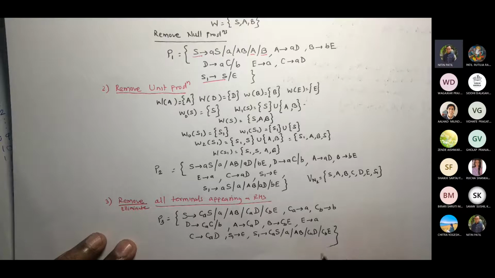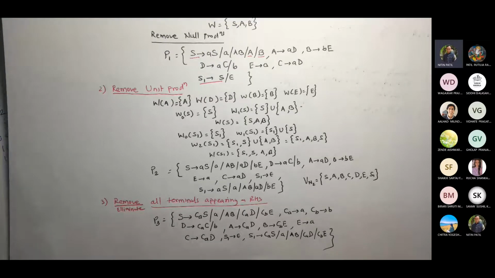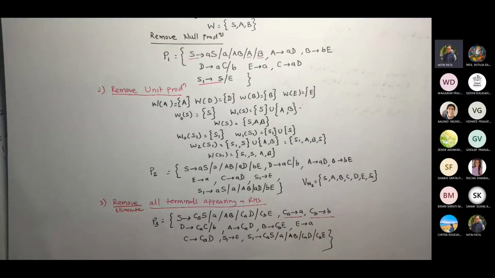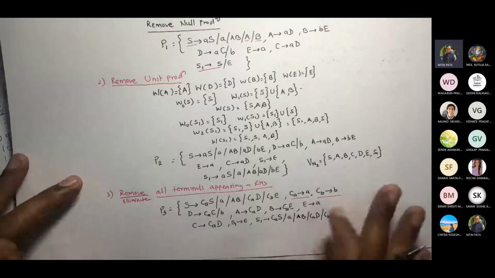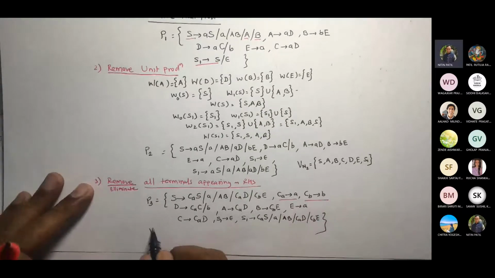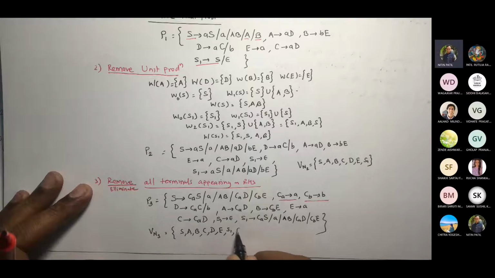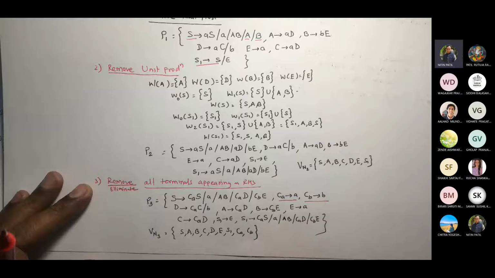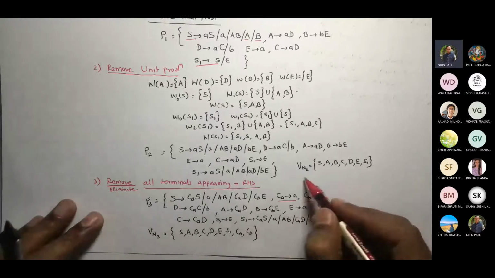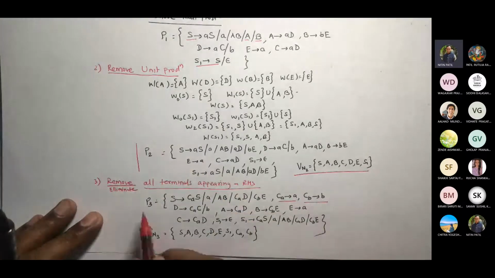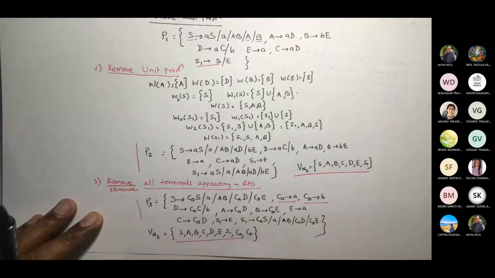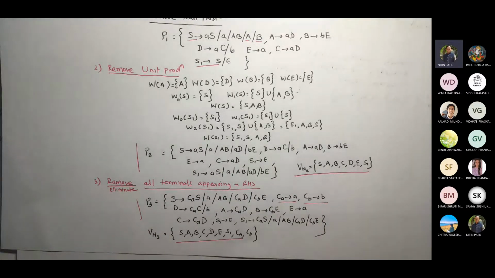So this is your production set with newly added productions, these two. So even your VN is changed. Let me write VN3: S, A, B, C, D, E, S1, CA and CB. Correct? So this is your new production set, and this is the new variable set. Is that fine?